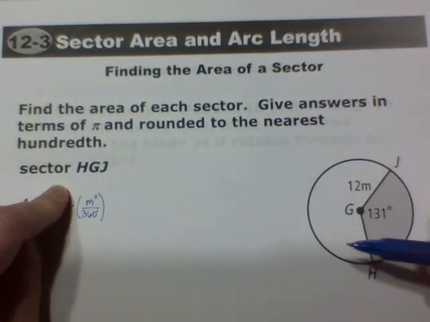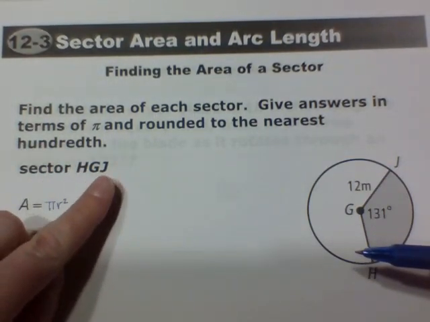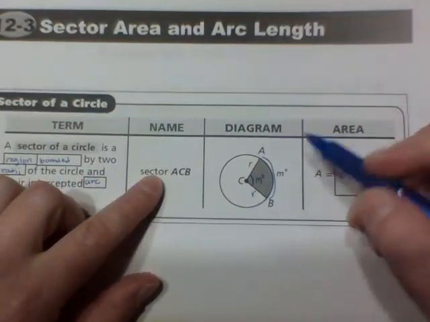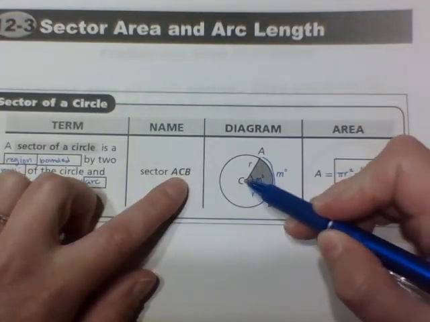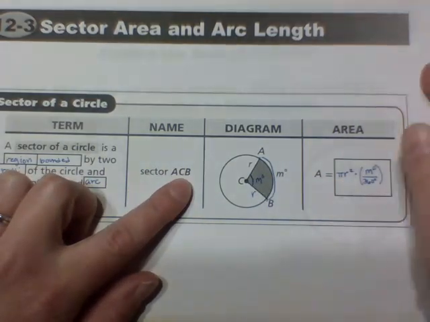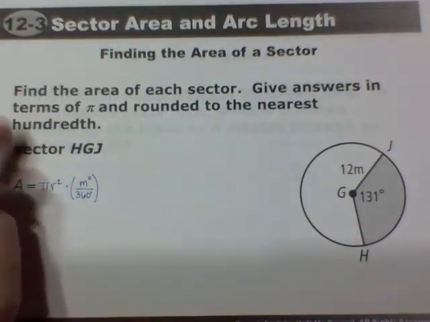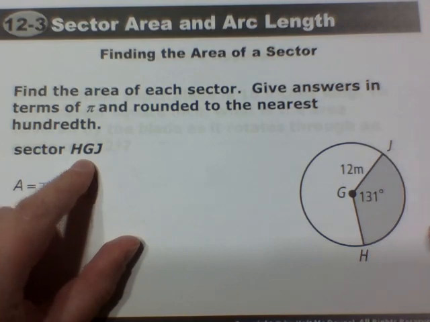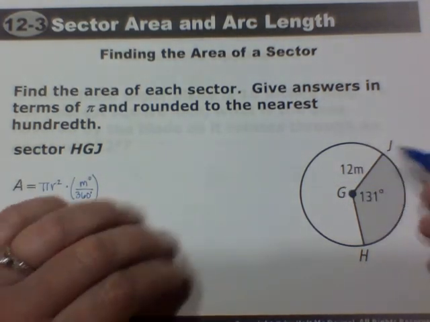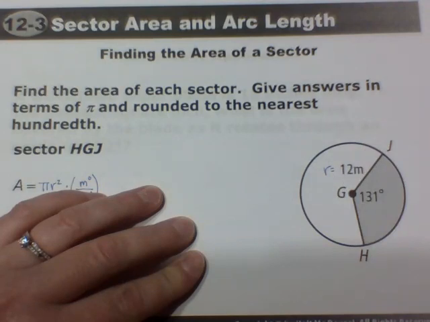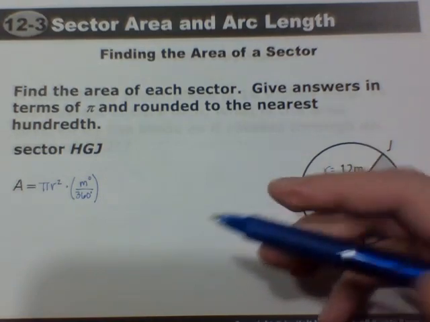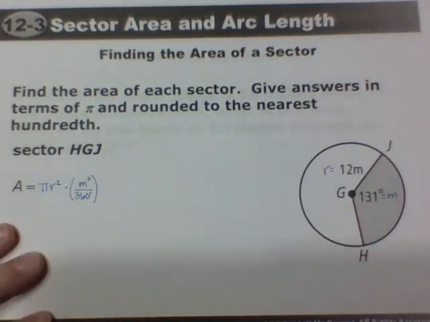So there are going to be two answers here for sector HGJ. So notice that the sector, as the notes are saying here, is named by A on the circumference, C the central angle, and B out back on the circumference. So this sector that we are looking at is HGJ. So H to G, the central angle, to J. They're telling you a few things here. For instance, the radius is 12. We also know that m, or the central angle, is 131. And so we end up being able to fill in the two variables.